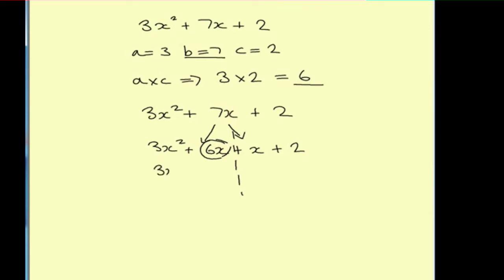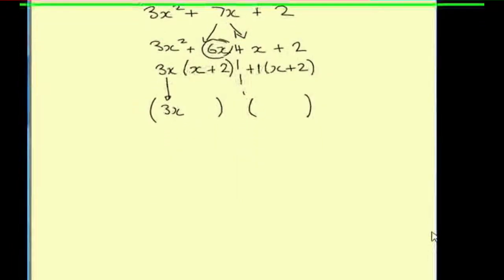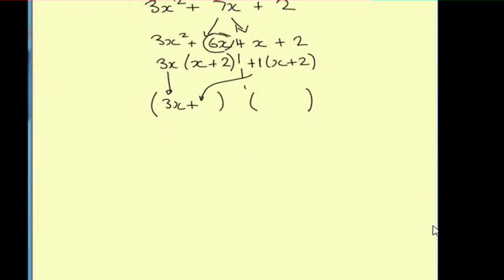So we get 3x brackets x plus 2, and then this on the right hand side cannot be factorised, so it's just x plus 2. So we've got a repeated factor there of x plus 2. So what we do, just put 2 new brackets down here, put that there, 3x. Now there isn't a number outside this x plus 2, so we assume it to be just 1. So bring that plus 1 down, and then the repeated factor always goes in the right hand bracket, which in this case is x plus 2.